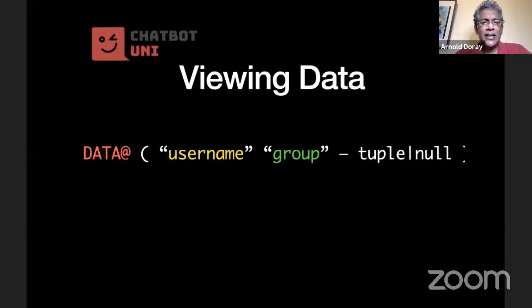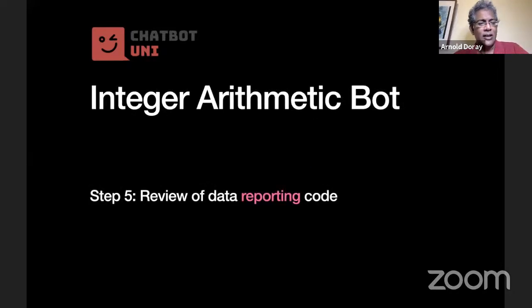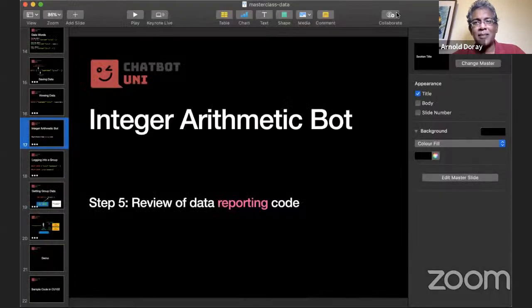Okay, so the data @ basically takes the username of the group and gives you a tuple. The tuple is like an array of numbers, and there are 40 numbers in the array, right? Because it's only 0 to 39. You've got 40 slots to store data in. Okay, so before we go on, let me give you a demo because this part is the hardest part to understand.